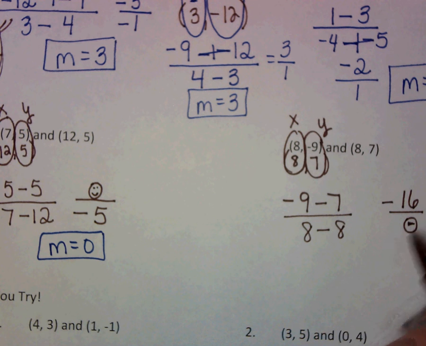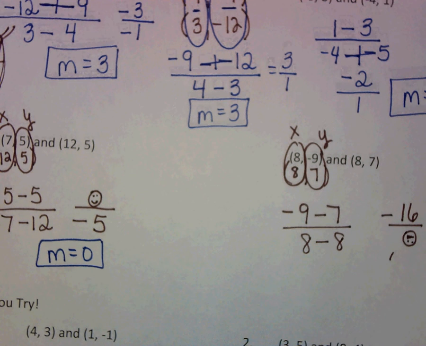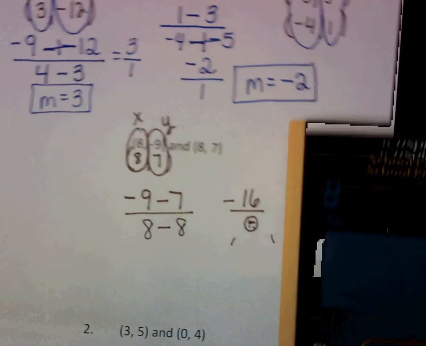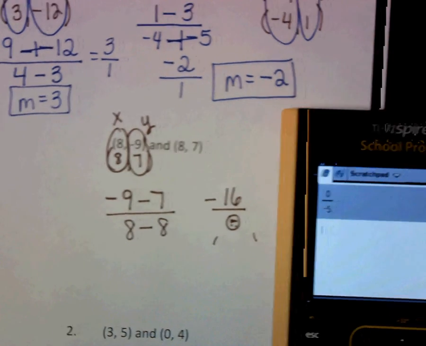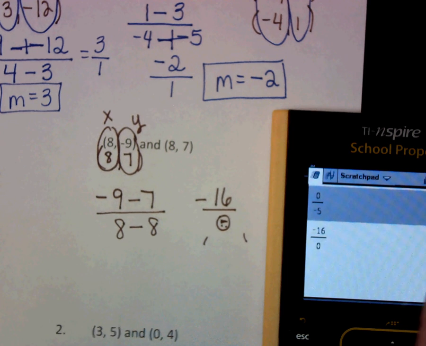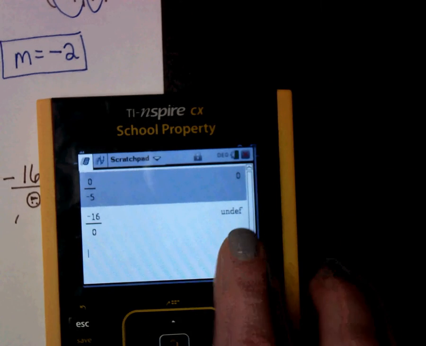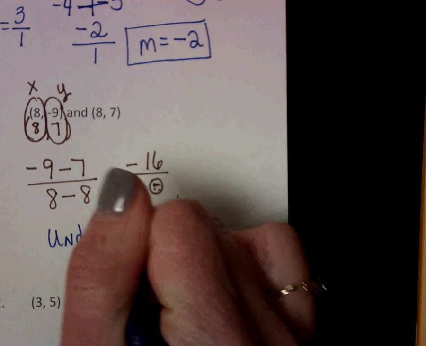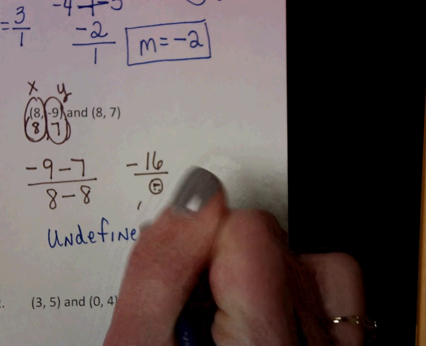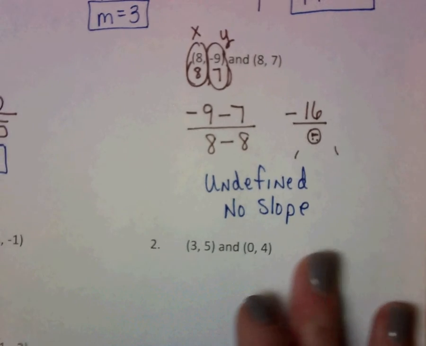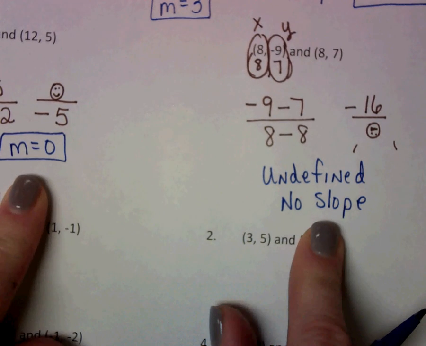Oh, remember, this is when I'm upside down. My head is down here. What am I going to do? If you don't know if this is 0 or undefined or no slope, take that calculator, plug in negative 16 over 0, hit enter, and notice you get this: undef, for undefined. So this is undefined, or you could tell me no slope. But notice that is not the same answer as we got in the one previously.